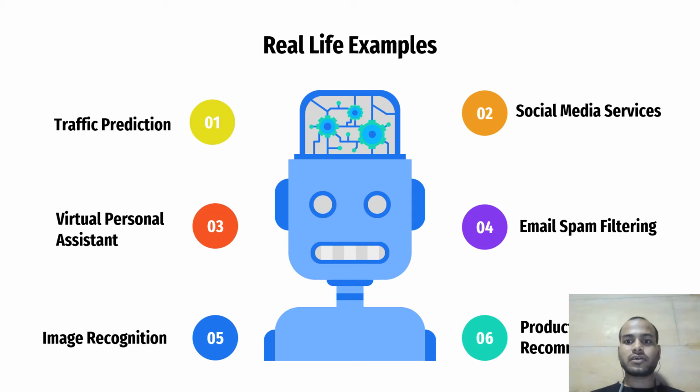The fourth real life example is email spam filtering. In the email box, there is a feature that if you mark any message as spam, it will block that subscribed mail from your inbox. So through machine learning, all these examples are very effective in our daily life.